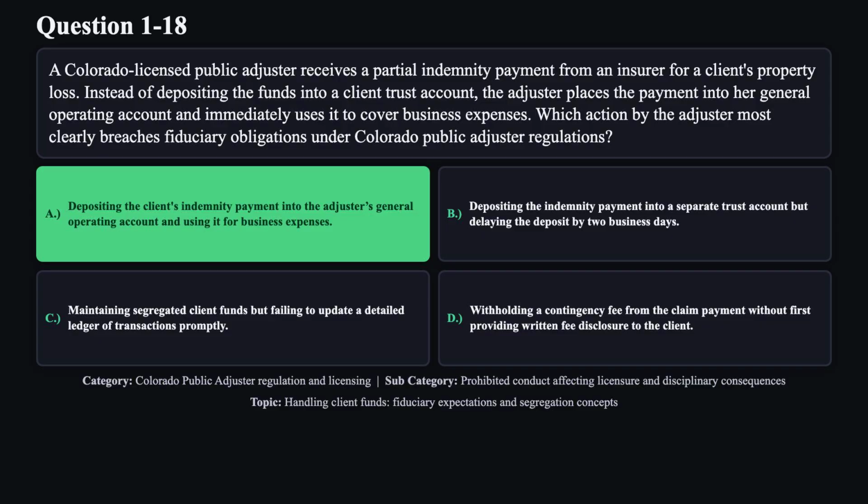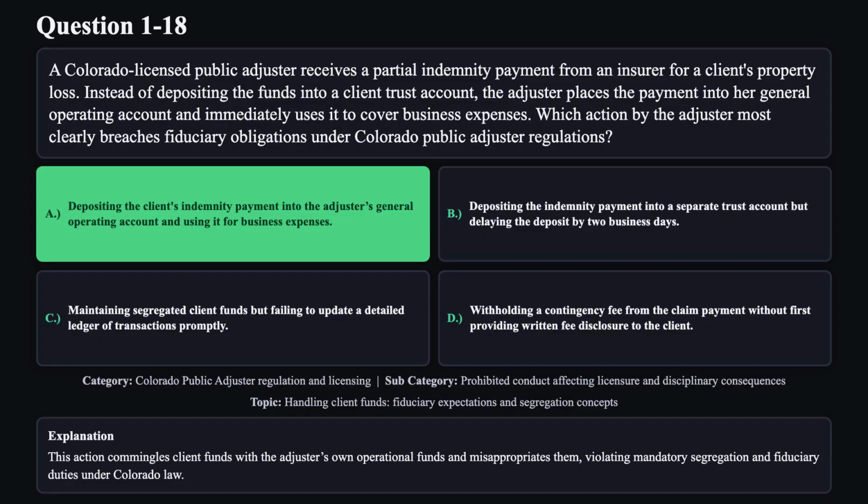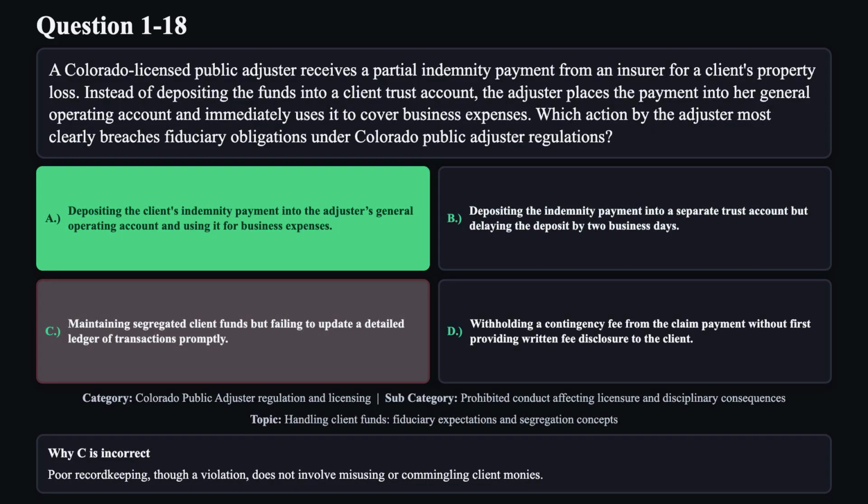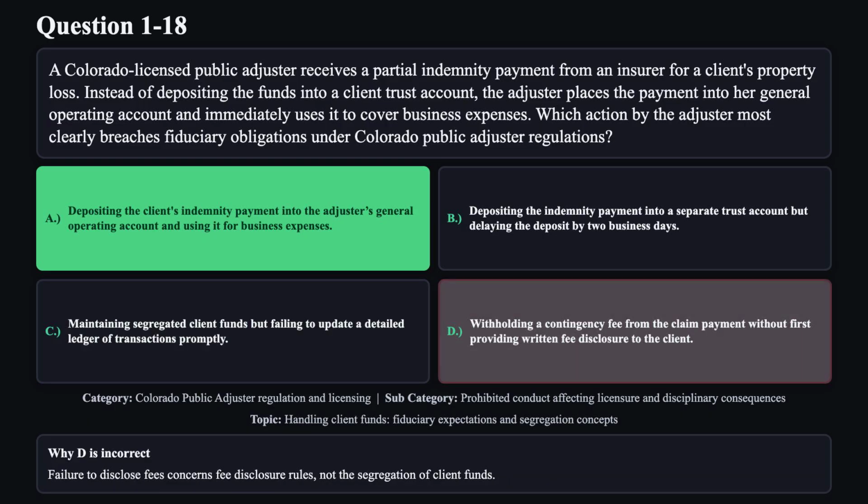The correct answer is A. This action commingles client funds with the adjuster's own operational funds and misappropriates them, violating mandatory segregation and fiduciary duties under Colorado law. Reason B is not correct. A brief delay in depositing into a trust account, while not ideal, does not constitute commingling when funds are ultimately kept segregated. Reason C is not correct. Poor record keeping, though a violation, does not involve misusing or commingling client monies. Reason D is not correct. Failure to disclose fees concerns fee disclosure rules, not the segregation of client funds.